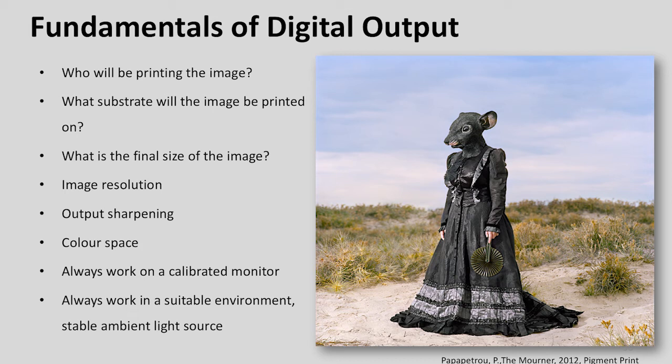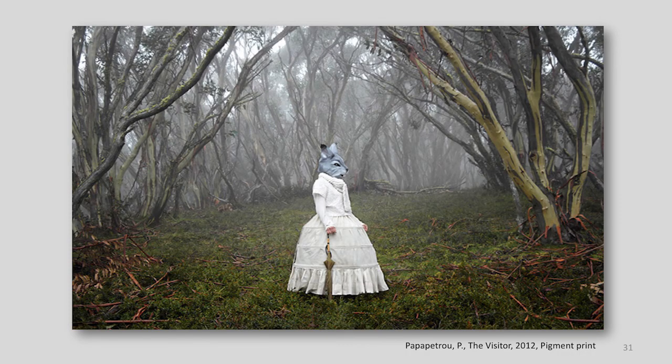The answers to these questions will then define what resolution the image must be set to and what type of output sharpening must be applied. It also defines the output color space. Some print processes, as you've seen, require a CMYK output rather than the RGB model that we work with. If in doubt, then ask these questions of the print bureau. But remember, it's absolutely necessary to work on a calibrated monitor in a stable and suitably lit workspace. Let's have a look at what I mean.